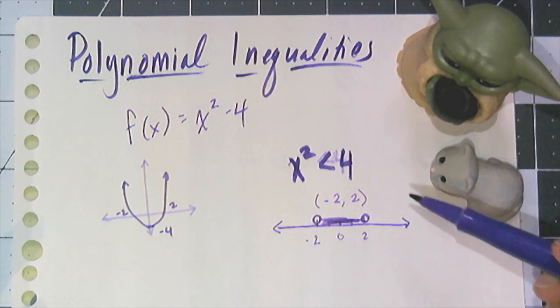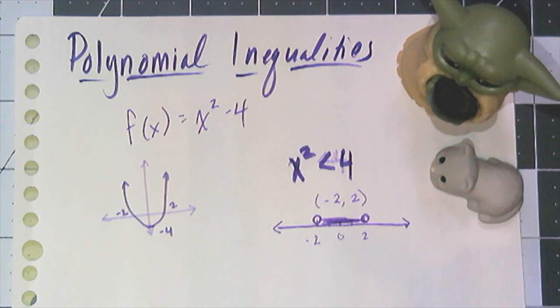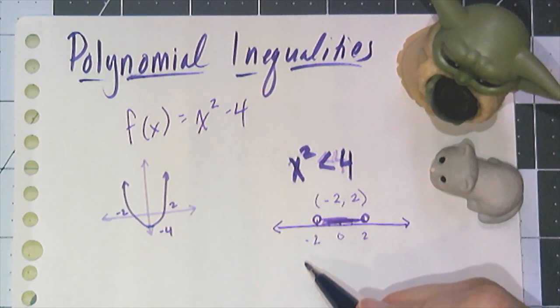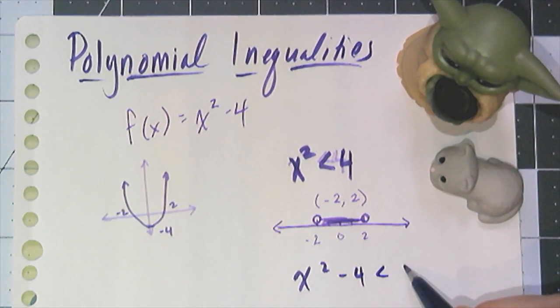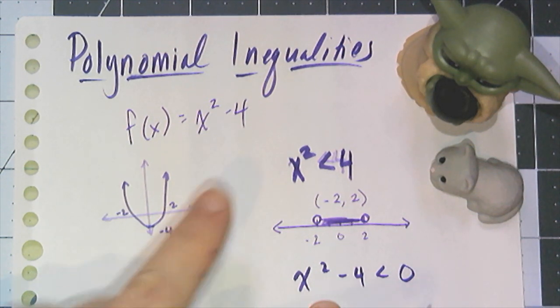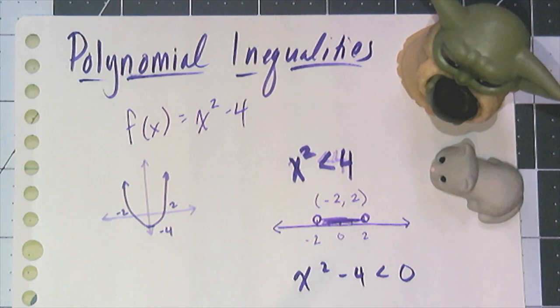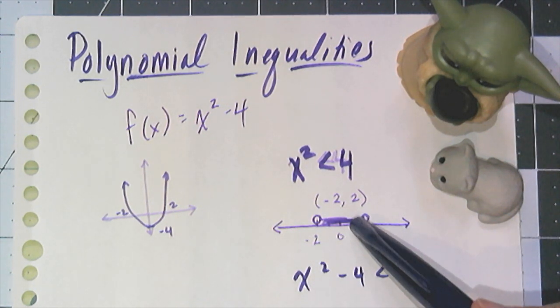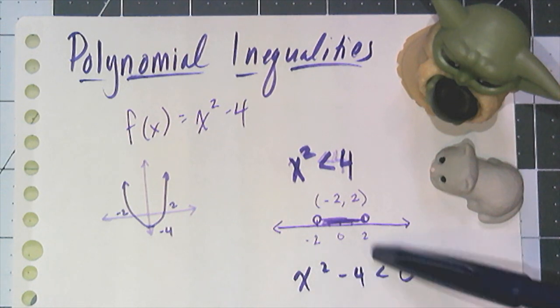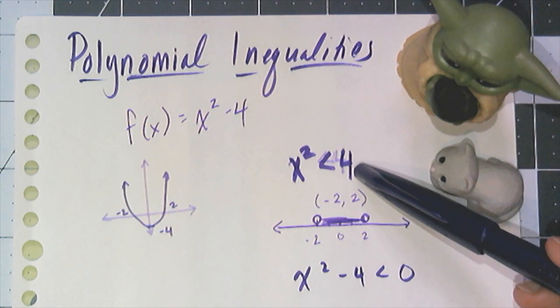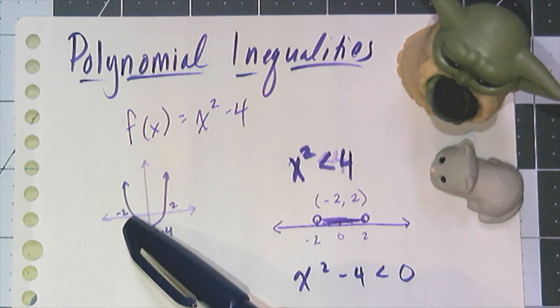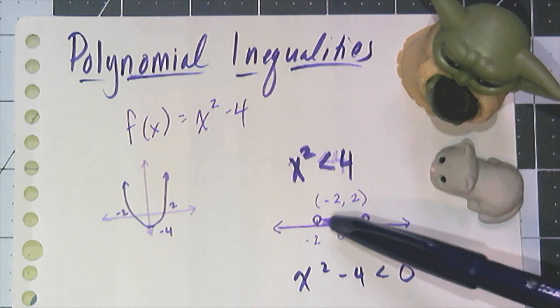And oh hey, I wonder what happens if, when I take this x squared is less than 4 and use some properties of order, maybe subtract off a 4 from both sides. Oh hey, that is the function that I started with. And I wonder if there's a connection between this solution set and this graph. Well, I have this function, x squared minus 4 is less than 0, which is equivalent to this inequality up here. And oh look, below the x-axis, I have the values in my solution set.